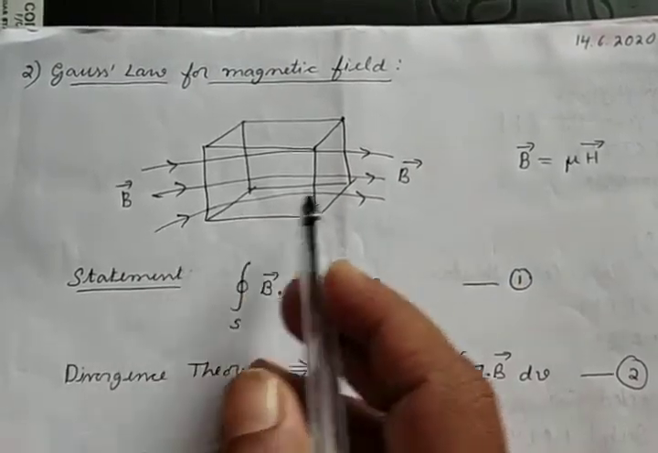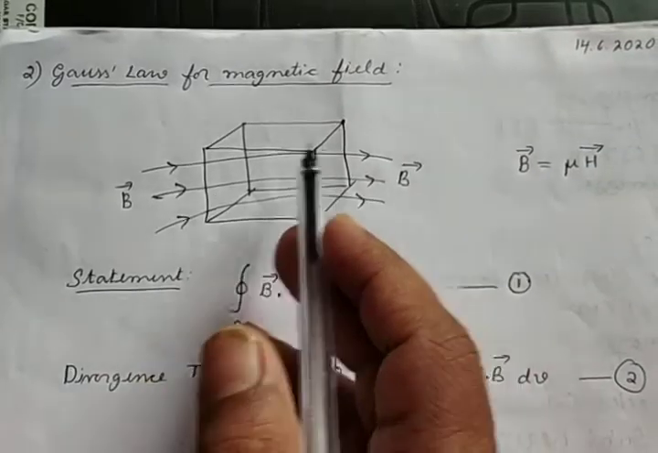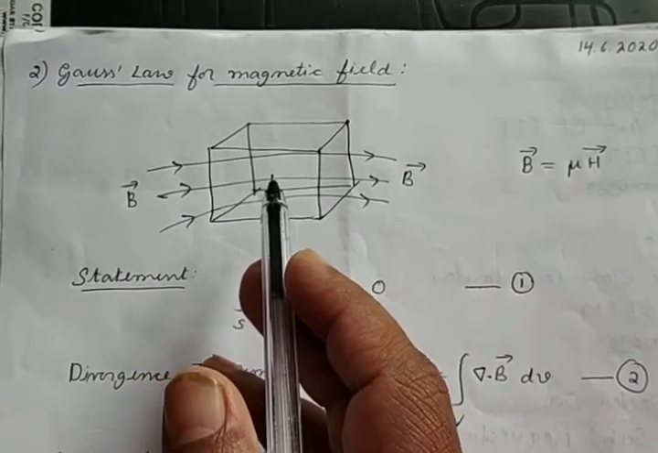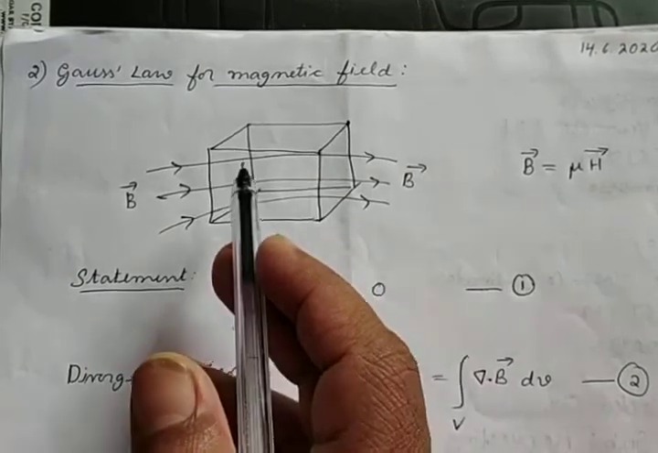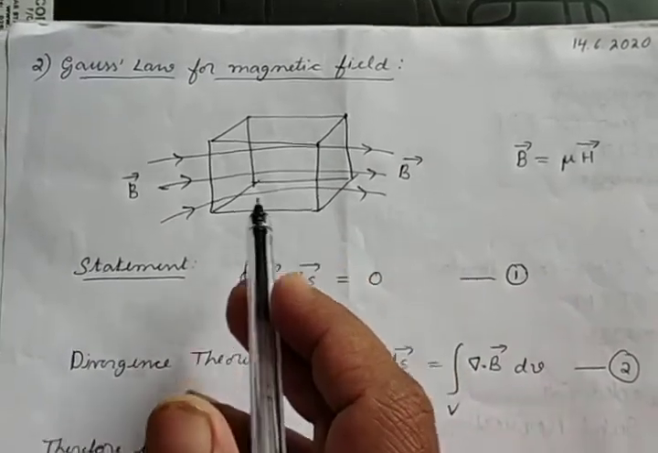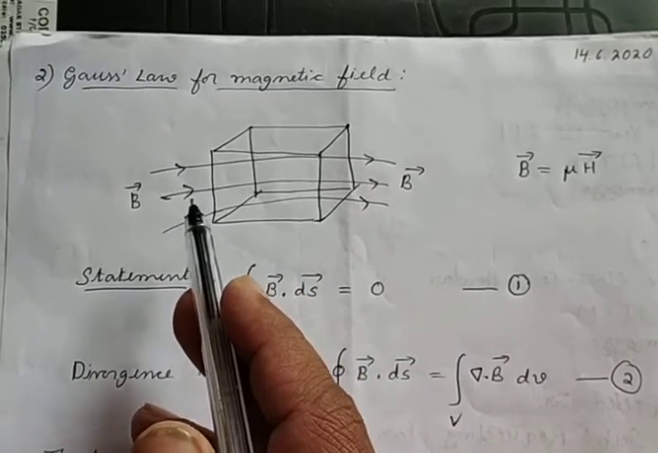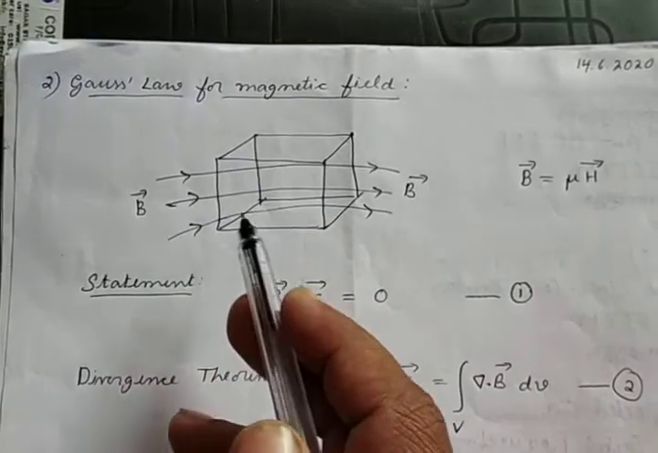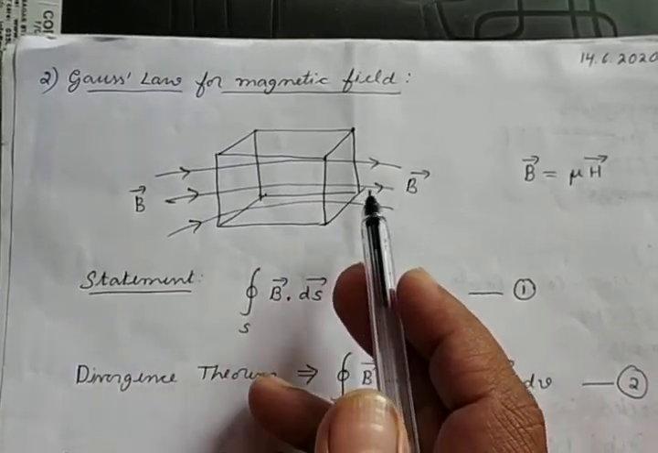So in such a magnetic field, let us consider one closed surface like this. You can imagine any closed surface like sphere or any other closed surface. Here I have taken a cubical closed surface. Now the statement of the Gauss law says that the total flux passing through all the surfaces of this closed surface or the cube is equal to 0.